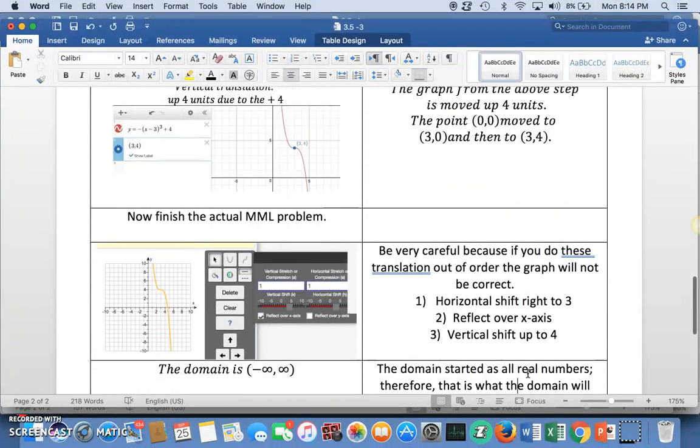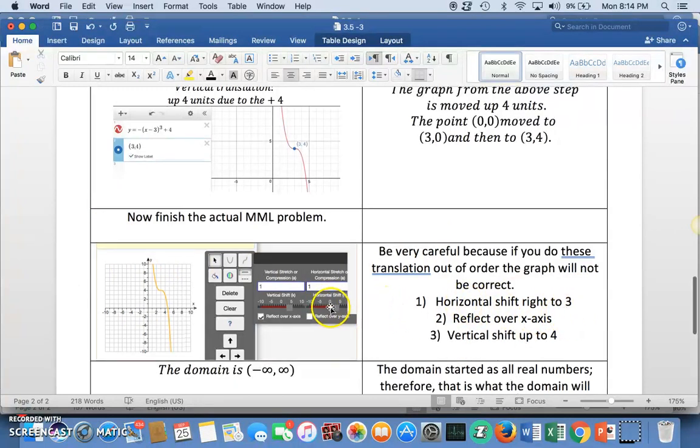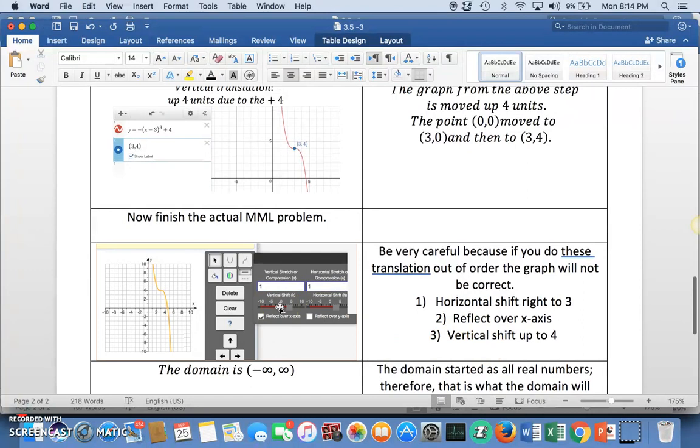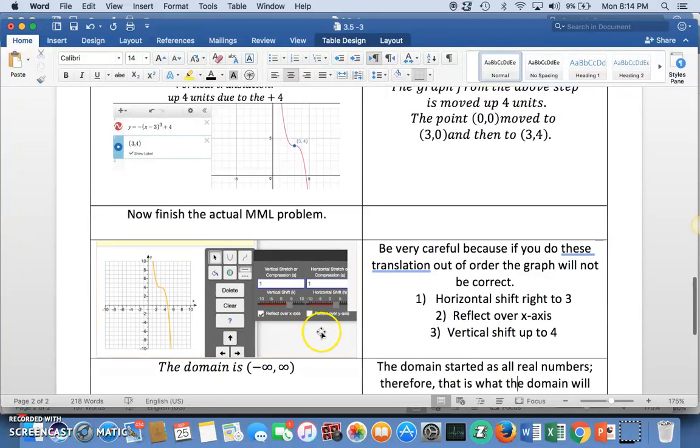Your actual MyMathLab problem uses this format. The first thing you'll do is choose the cube, and then you'll click, and it'll give you the basic y equals x cubed. Be sure you do these in order here. You have a horizontal shift of 3. You move this little thing right here till it's at 3. And then you reflect it in the x-axis, so you click here. And then your vertical shift up 4. It would start at 0, and you would just move that to 4. Then you save it and check it.